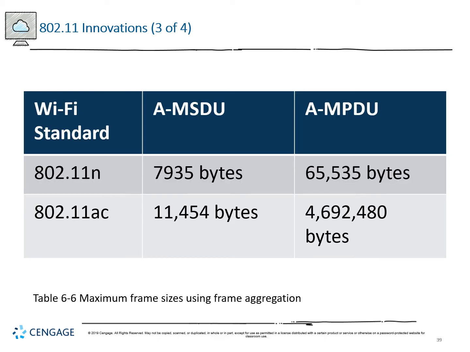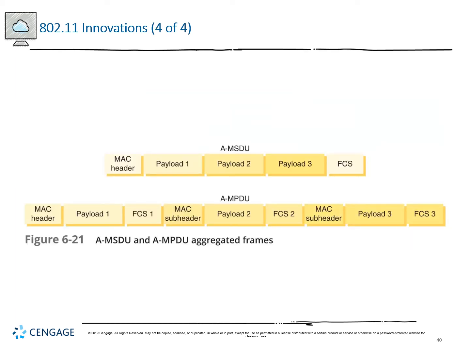So here we see the difference between AM-SDU and AM-PDU. We see that the difference in frame size is pretty significant, almost 8,000 versus over 65,000 in the N band, and between 11,500 and 4.7 million bytes in the AC band. Pretty significant modification given frame aggregation. So here we see those frames as they can be modified. You can see that the payload is significantly larger as far as just a single frame with AM-PDU.